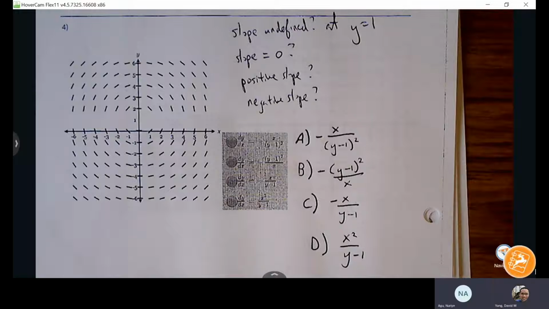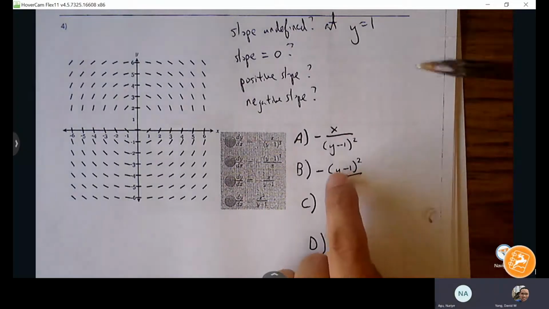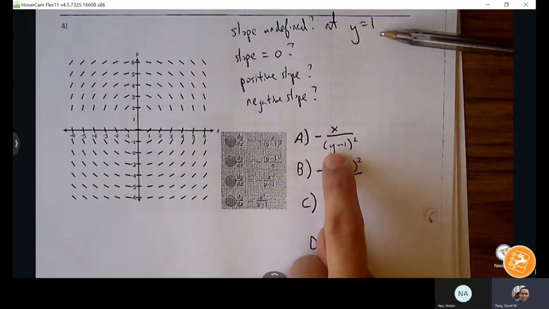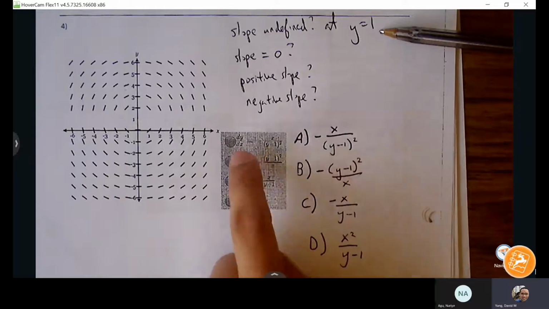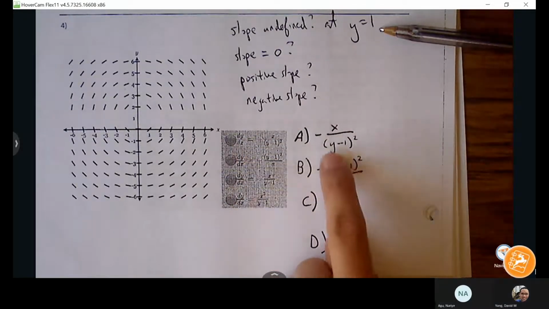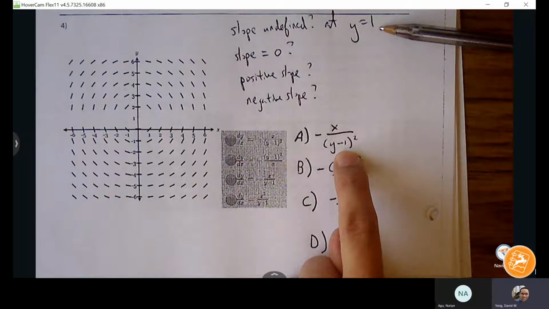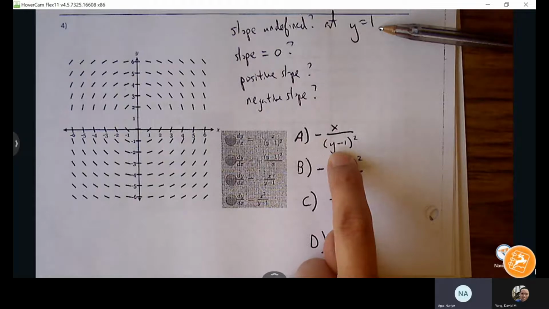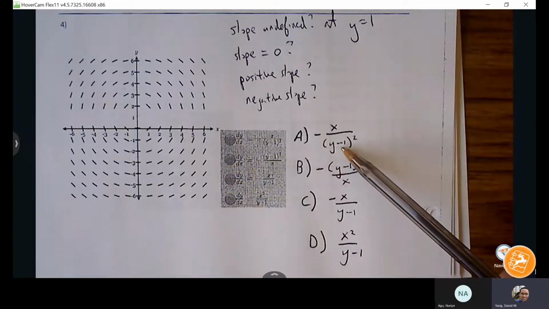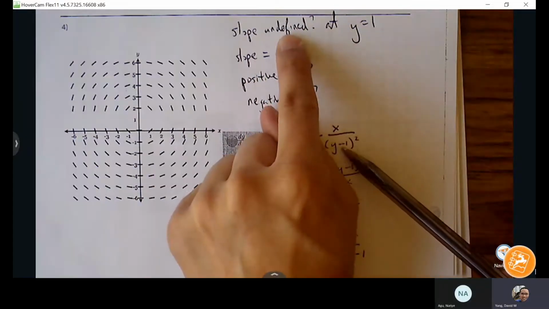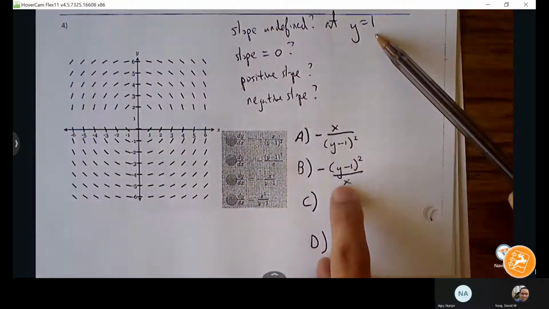I'm not completely sure. Okay, so let's try the first one here. If I plug 1 in for Y, am I getting undefined slope? Because these are all dy dx's, right? What happens if I enter 1 in for Y? It's 0 squared. So it's 0. Okay. What happens when you have 0 in the denominator? It's undefined. So that's consistent, right? All right. So that's good.